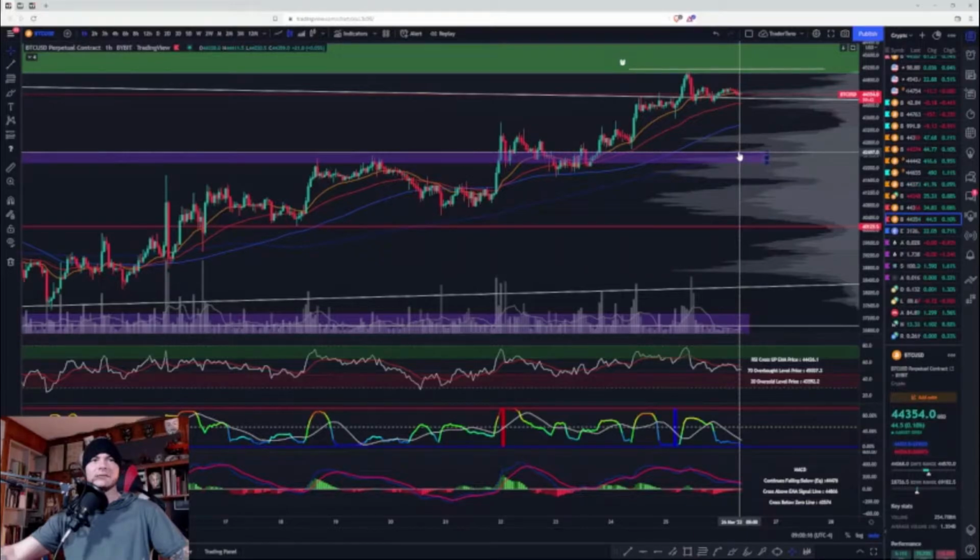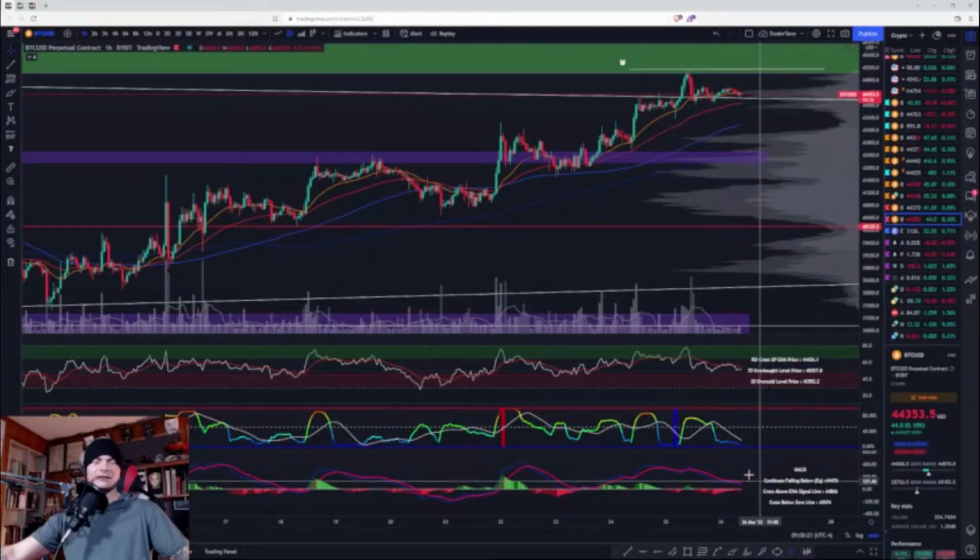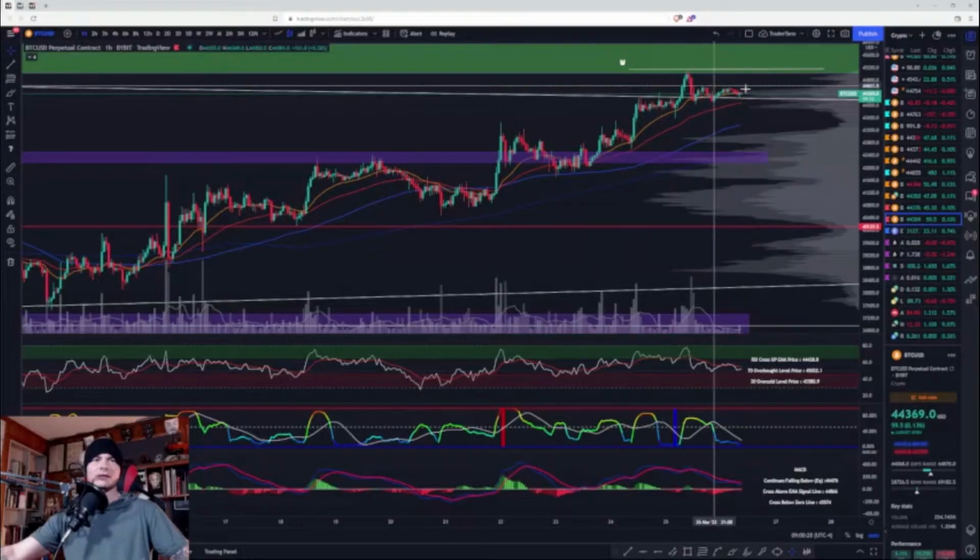After that, the level would be 42,500. So those are your support levels. MACD is still going down. Negative momentum is increasing. As we're traveling in a range, basically we need to get back above this last high pretty quickly too. 44,500 is what we need to get back above. If that happens, I think we would trigger my alert and make a new high.